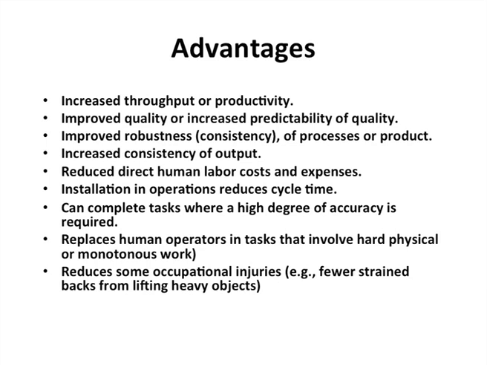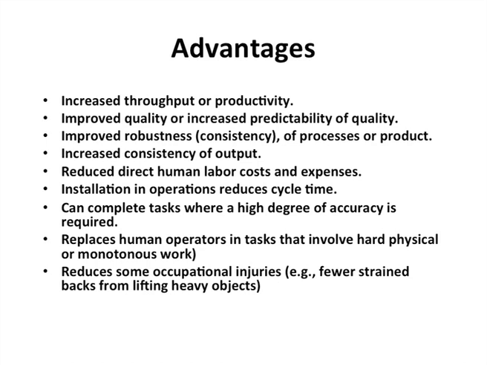Automation may improve quality or increase predictability of quality. Automation improves robustness or consistency of processes or product. Automation increases consistency of output. Automation reduces direct human labor cost and expenses. Automation installation in operations reduces cycle time.